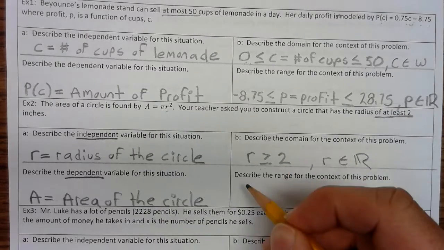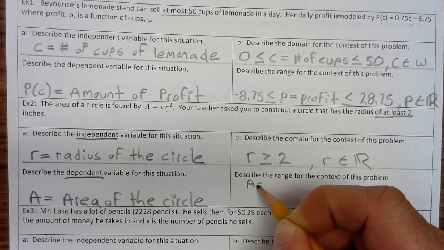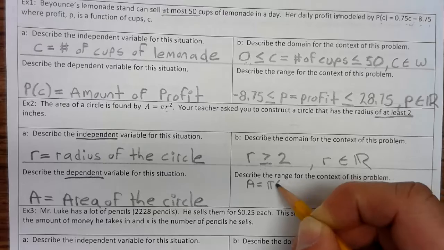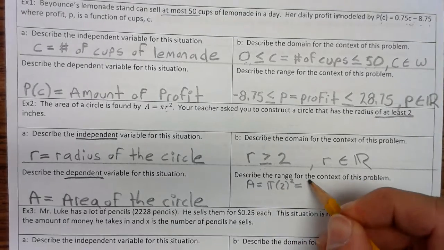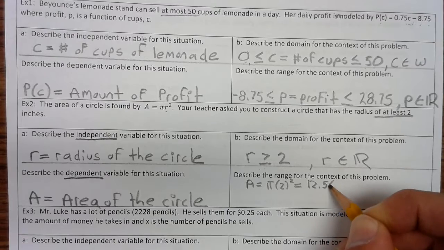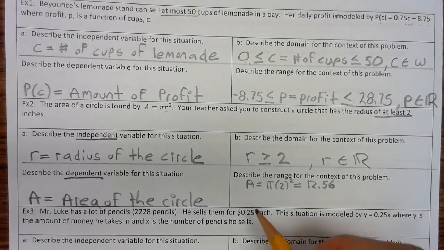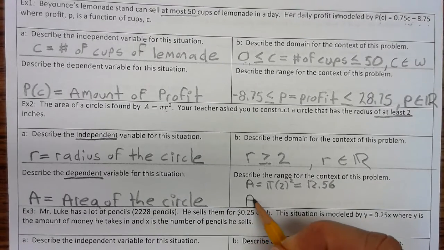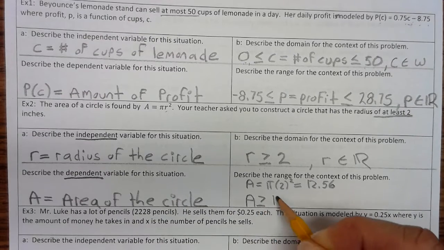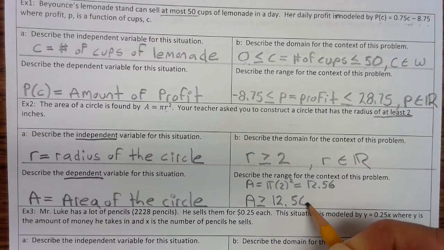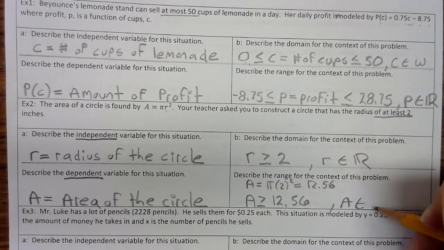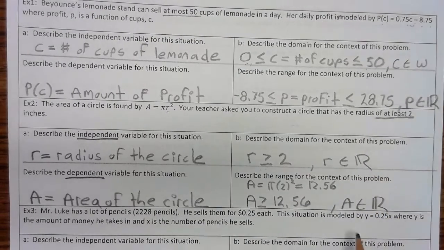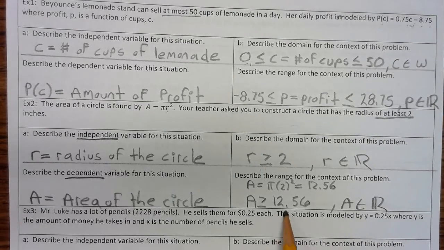All right, now the range, if the domain is greater than or equal to 2, you plug in 2, so the area equals pi times 2 squared, which equals 12.56. So that means the area is greater than or equal to 12.56, where area is an element of all real numbers. And all that's saying is that you can have decimals or fractions for the area as long as they're greater than or equal to 12.56.